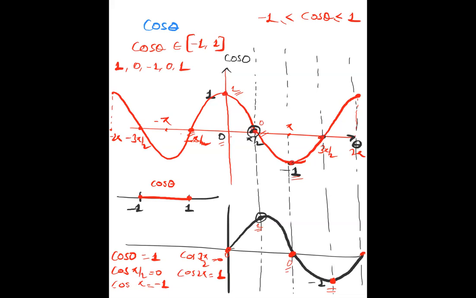If you see the same thing for sine, it is 0, 1, 0, -1, 0. This is the sine. This is the cos. Okay. Clear?